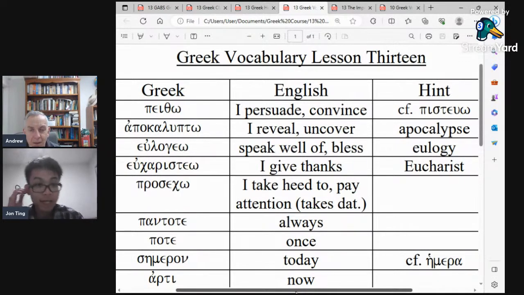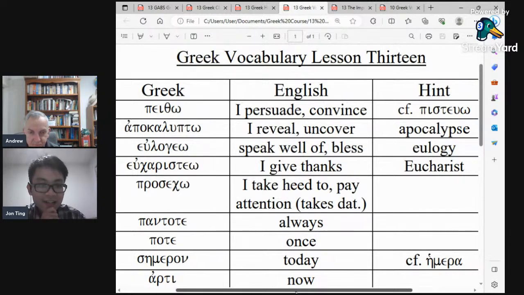The first one is peitho, which is I persuade or convince. Yep, pisteuo is helpful. The second one is apocalypto, which is I reveal or uncover. It's from Apocalypse, of course.